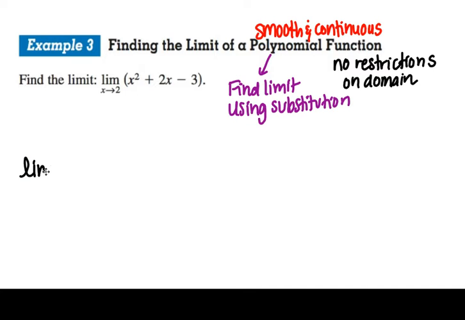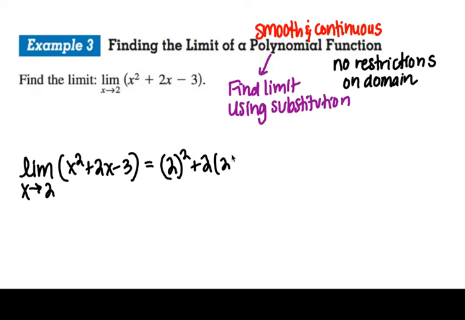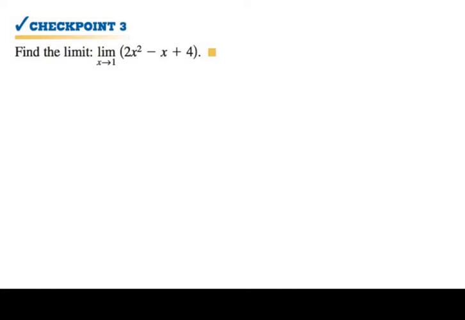The limit as x approaches 2 of x squared plus 2x minus 3 is equal to 2 squared plus 2 times 2 minus 3. 4 plus 4 minus 3 is 5. And it's that simple. Okay, let's try another. So you go ahead and try this, and when you're ready to reveal the answer, press play.